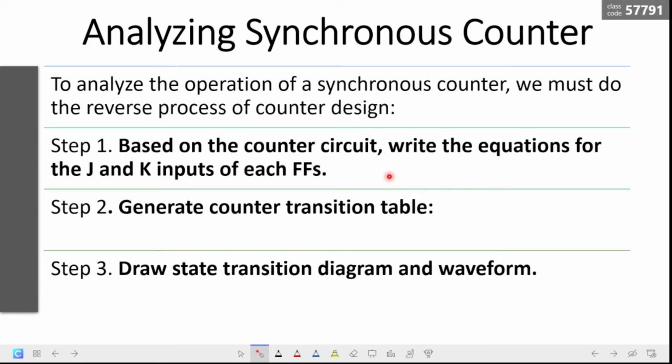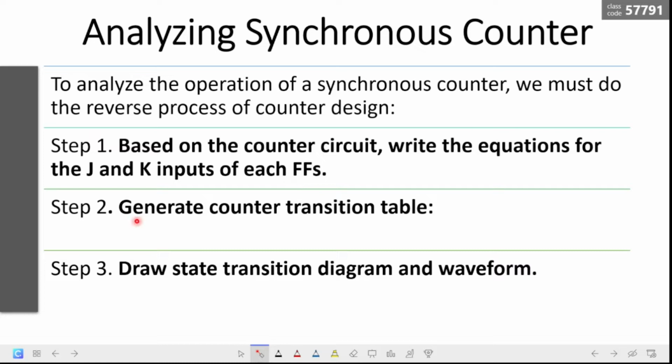What are the inputs of the counter circuit, and what is the sequence of that counter circuit, how is it counting, whether it's counting from 0, 1, 2, 3, or maybe 1, 3, 5, 7, or whatever the sequence is. So we're going to analyze that counter and try to decode and find out the sequence and the states of that counter.